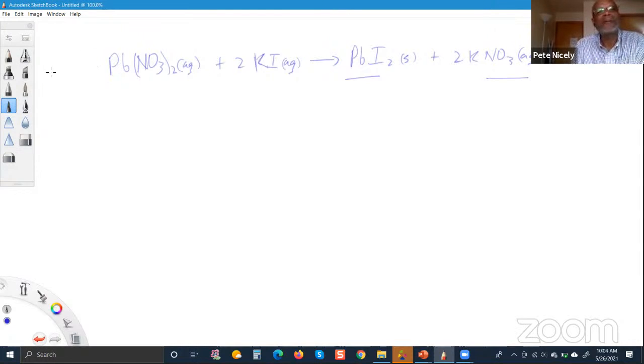Now, what we're going to do is go through some steps which are similar to what we did for the neutralization reaction to determine the net ionic equation for this reaction. So these principles will apply as we looked at in the previous examples that we did earlier. So this would again be the molecular equation.